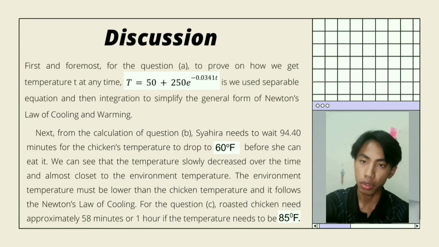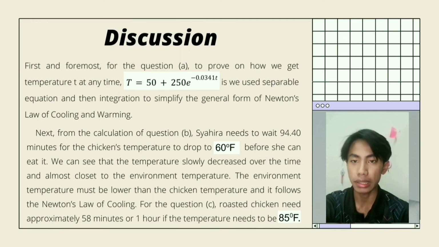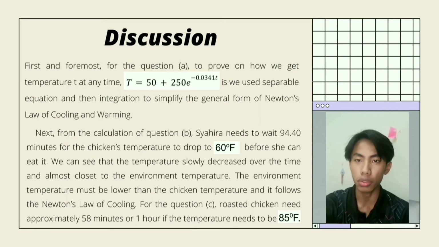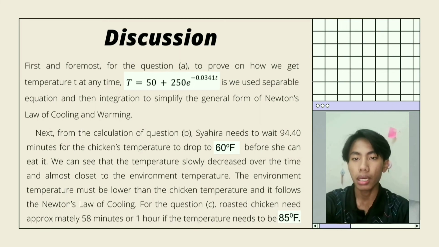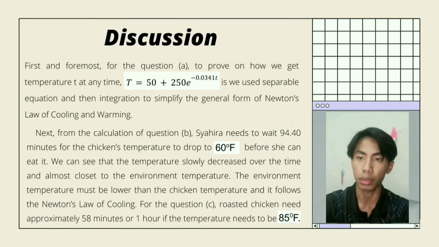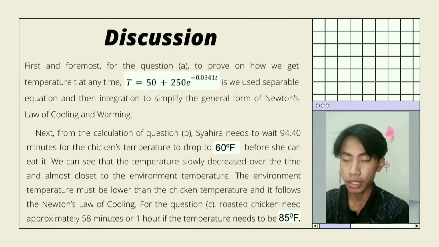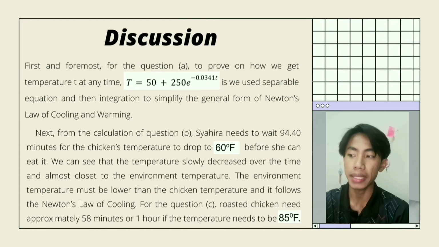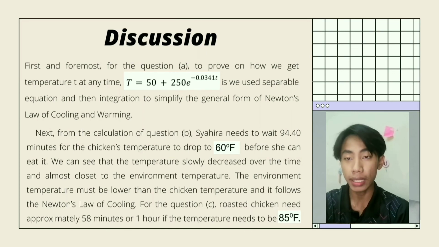Discussions. First and foremost, for question A, to prove how we get temperature T at any time T equal to 50 plus 250 exponent negative 0.0341 T, we use separable equation and then integration to simplify the general form of Newton's law of cooling and warming. Next, from the calculation of question B, Syahira needs to wait 94.50 minutes for the chicken temperature to drop to 60 degrees Fahrenheit before she can eat it. We can see that the temperature slowly decreases over time and almost reaches the environment temperature. The environment temperature must be lower than the chicken temperature, and it follows Newton's law of cooling.